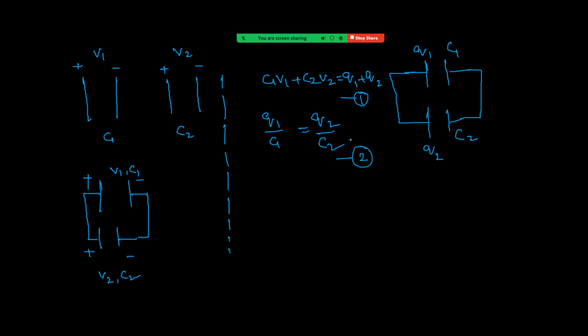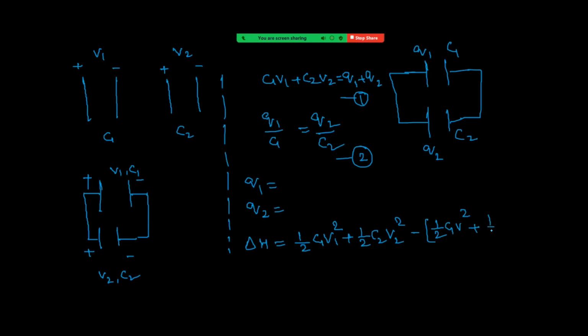Q1, Q2, two unknowns. And we got two equations, right? So now we can solve for Q1 and Q2. Now we have to find the loss in the energy of the combined system. That loss, you can say, is in the form of heat. Initially the energy was half C1 V1 square plus half C2 V2 square, initial value, minus the final value, half C1 V square plus half C2 V square, right? Because finally they have the same potential difference.